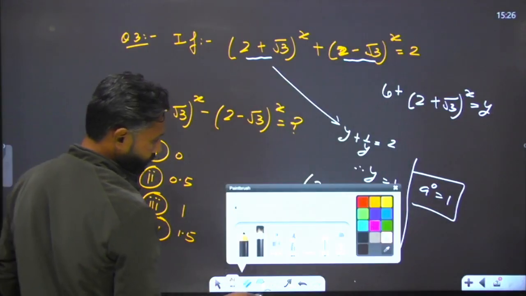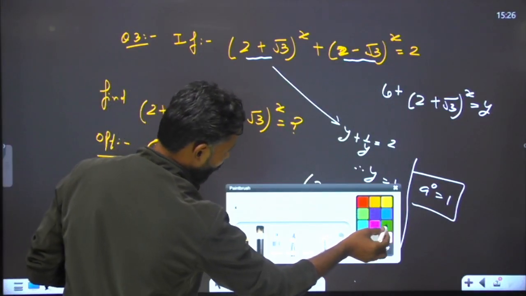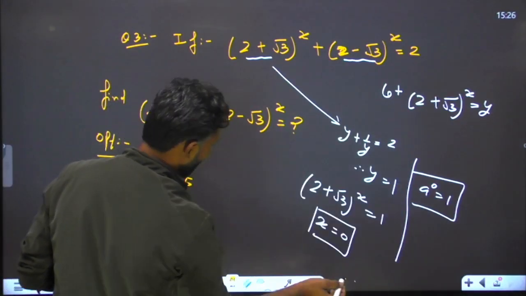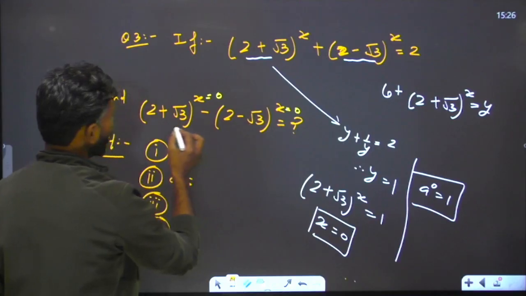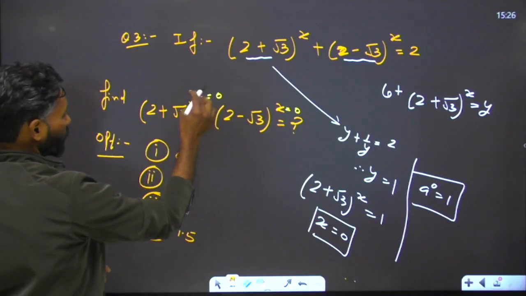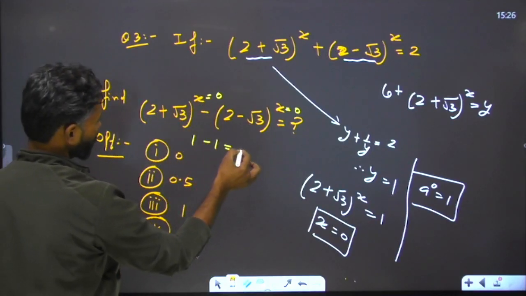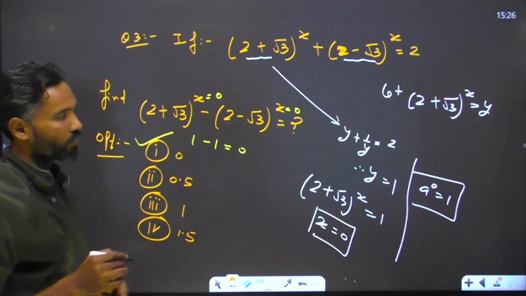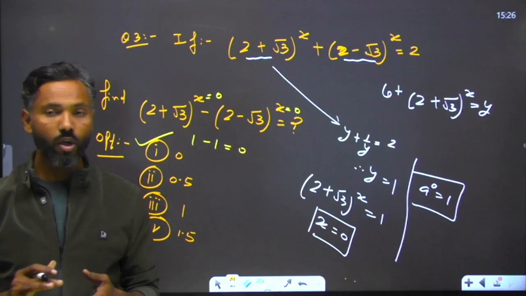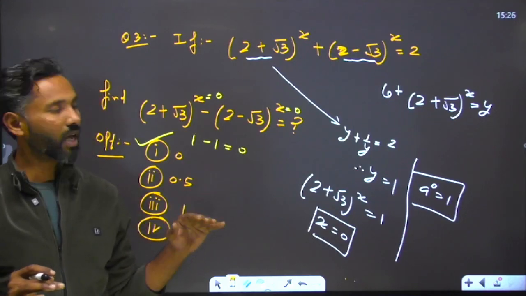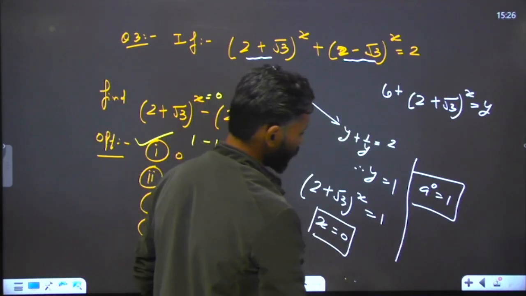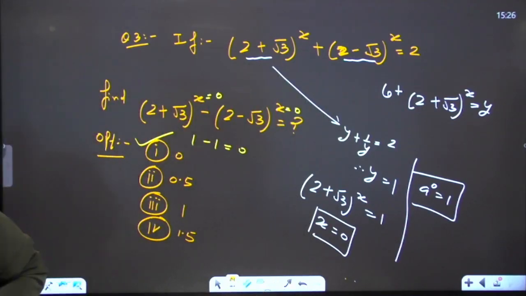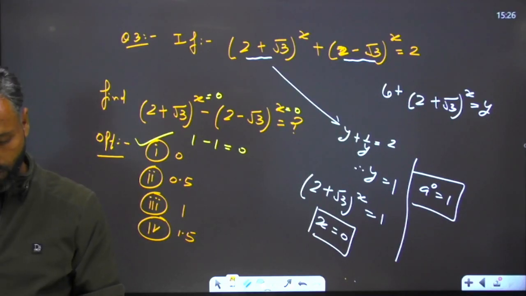So now when we are using this power here at place x, it is 0. So (2 plus root 3) power 0 is 1, minus 1, so the answer will be 0. Understand that? A simple rule from surds and indices has been applied over here. Now we are moving to the next question. This is the third question from today's video, and now we will discuss the next question.